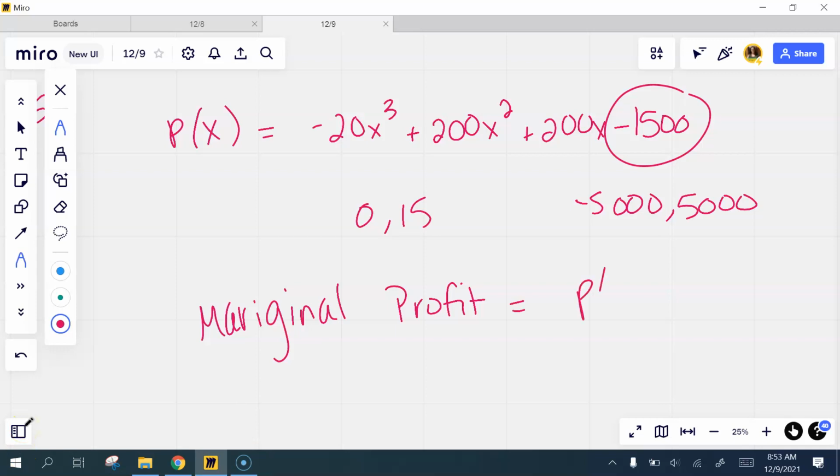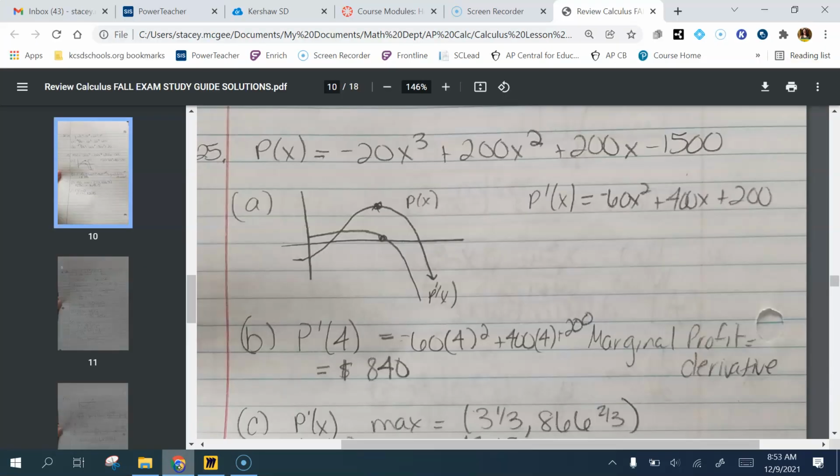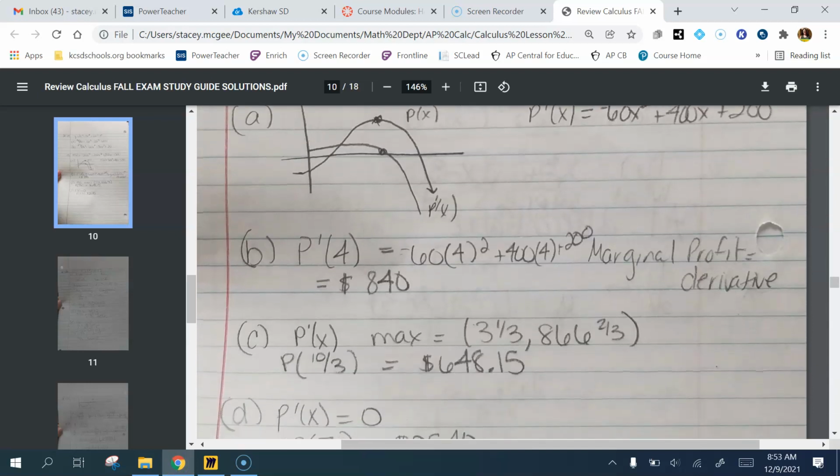But marginal profit is the derivative. I just didn't know it said marginal. What does margin mean? Oh, I must have skipped it last year too, because I wrote marginal profit equals derivative. It's such a minuscule topic, maybe one question on the exam that is worth it when pushed for time. That's why I showed you real quick. But it's so easy. Marginal profit is derivative.